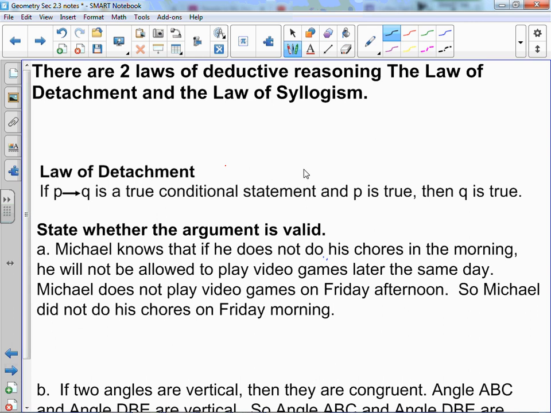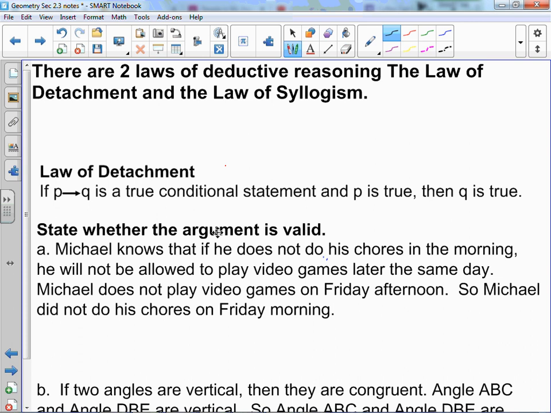All right, when we look at deductive reasoning, there are two laws that we can use for deductive reasoning. We have the law of detachment and the law of syllogism. All right, the first one, the law of detachment, and the definition of it is that if P then Q is a true conditional statement, and P is true, then Q is true. So if we have a conditional statement that is true and applies to a situation, if the P portion happens, the hypothesis portion happens, then that means that the Q portion has to happen also.